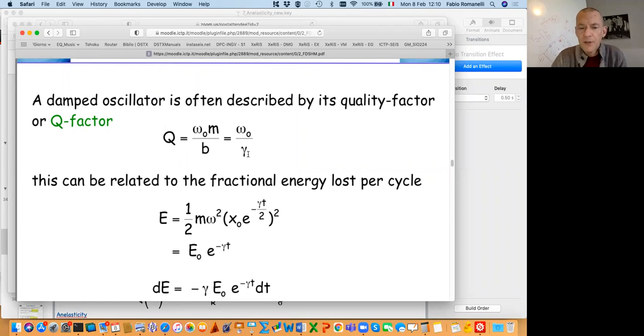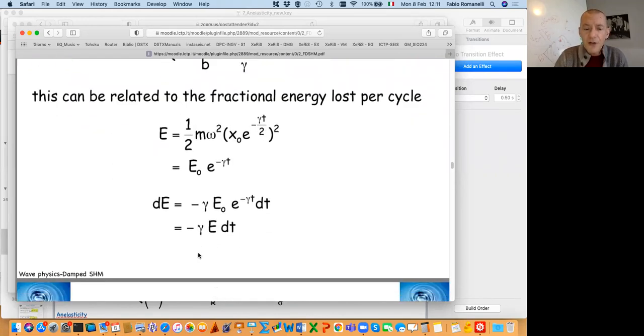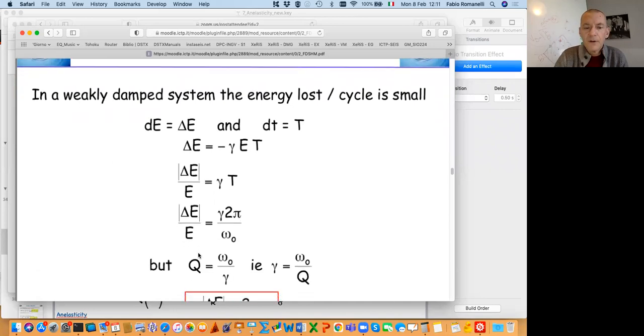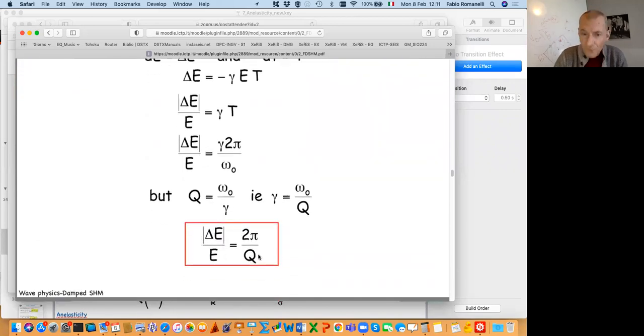It's a pure number. And if you compute the fractional energy that you lose every cycle in a damped oscillator, and you develop this, that's the square of the amplitude, that's the initial amplitude, and you take the time derivative, you get this. So the Q factor, defined by the ratio of the natural frequency over the viscosity, actually has also the meaning of being 1 over the fractional energy loss per cycle. It's telling you how much energy, as a percentage, you're losing every cycle of vibration.